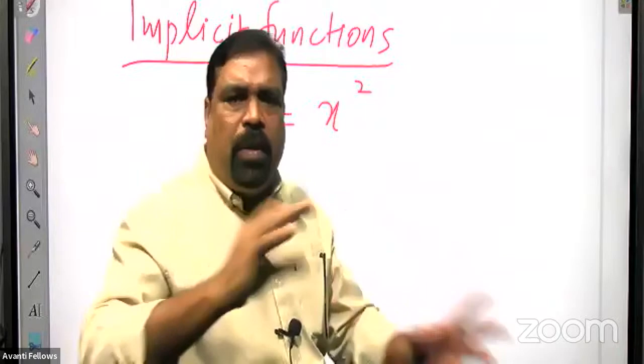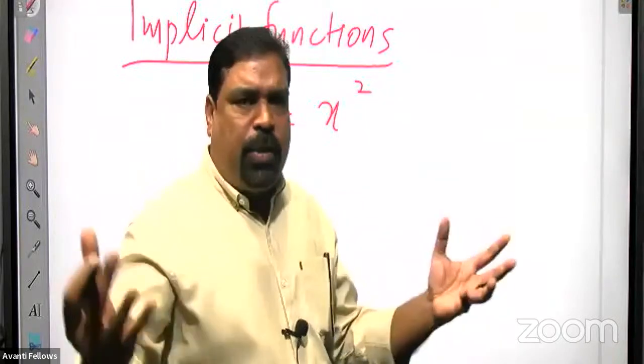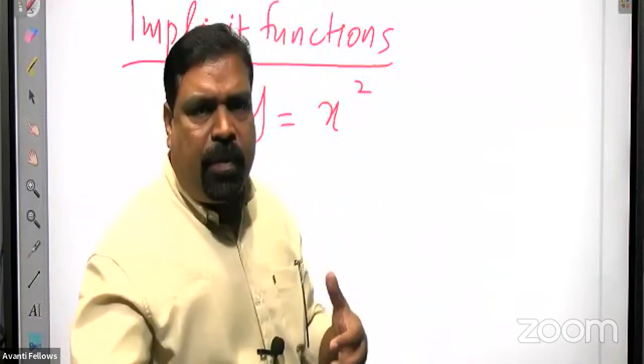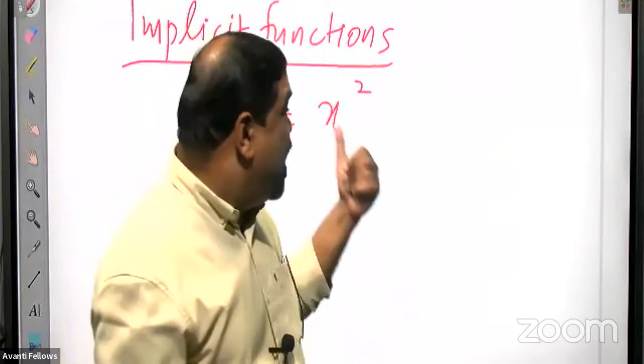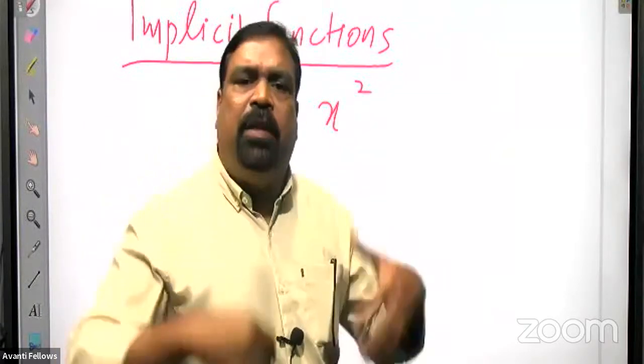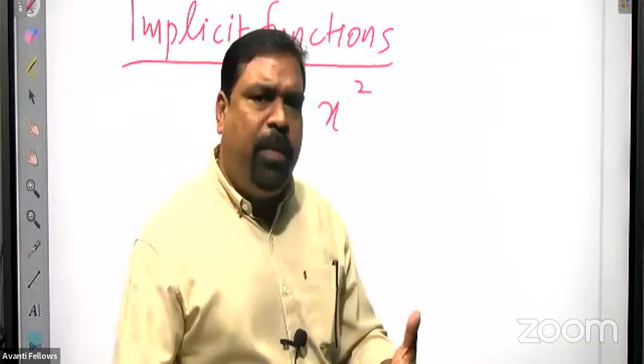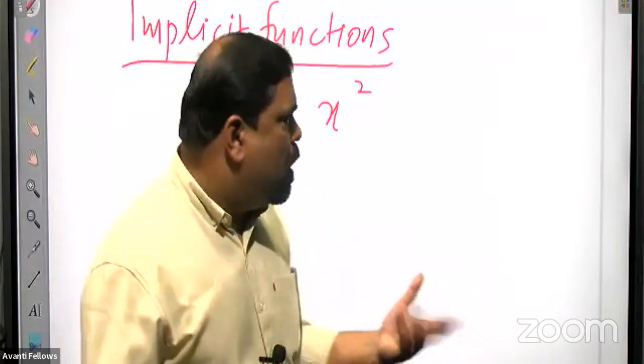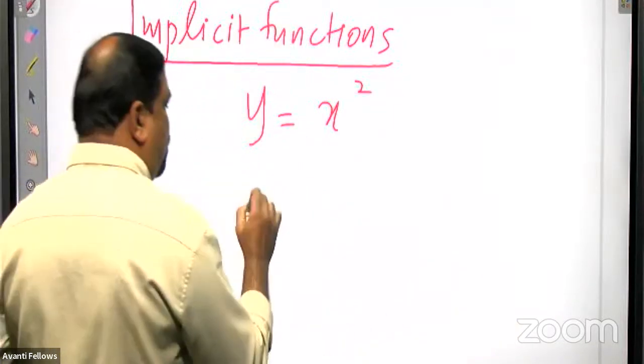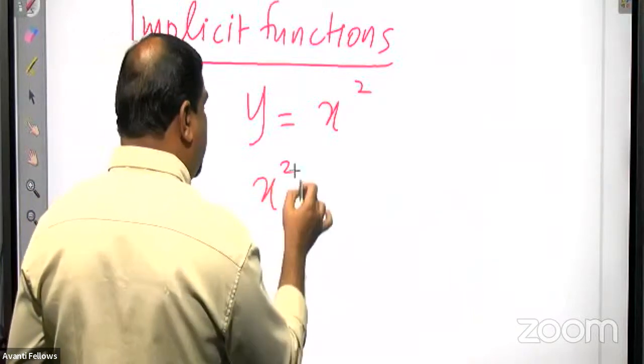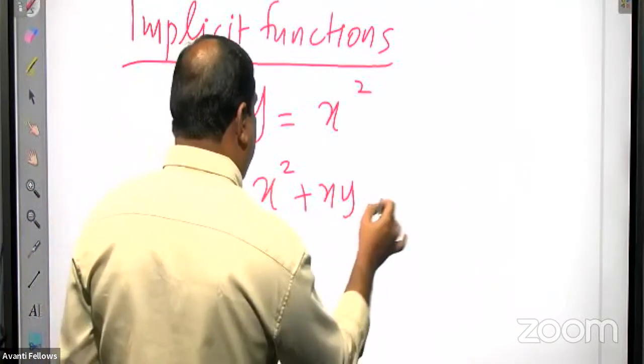X and y are separated actually, y in terms of x. So this kind of functions are known as explicit functions. Here the derivative can be found out very easily by differentiating without any problem. But some functions may not be like this. We cannot separate x and y.